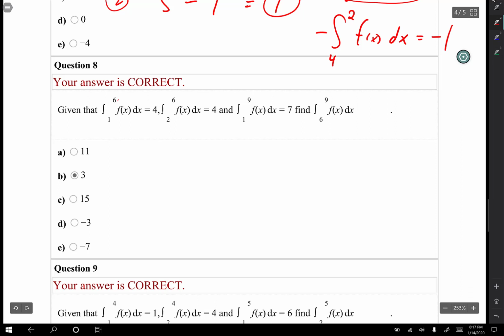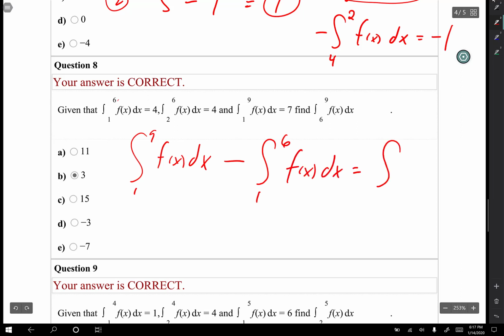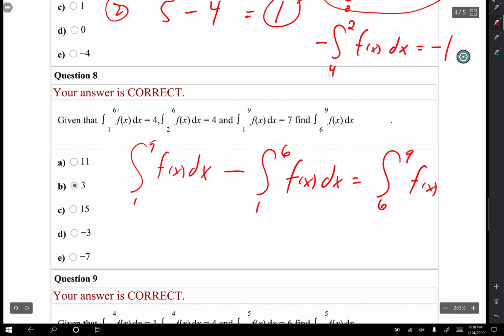Okay, I'm going to have to subtract. So the total area from 1 to 9, and if I subtract the area from 1 to 6, I'm going to have left over the area from 6 to 9. And if you want to see that visually, guys, write a little graph, not to scale, so you can see what I'm talking about.